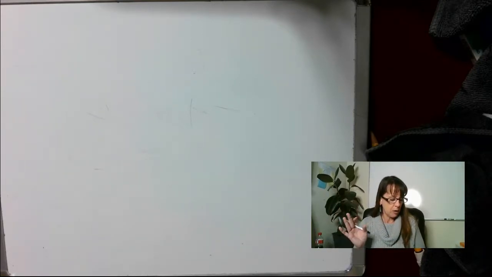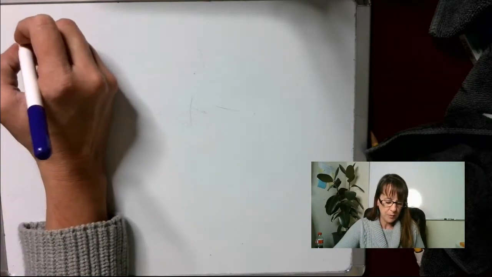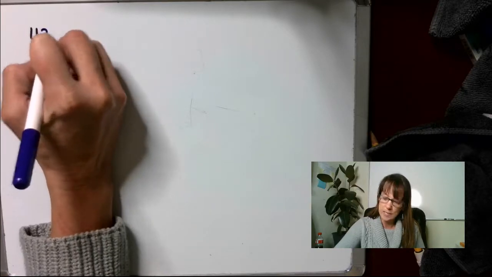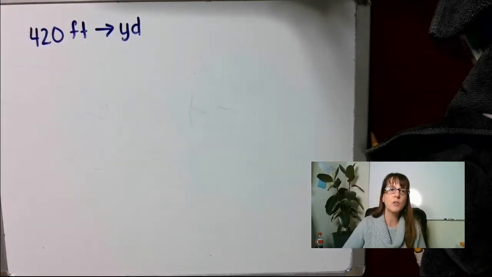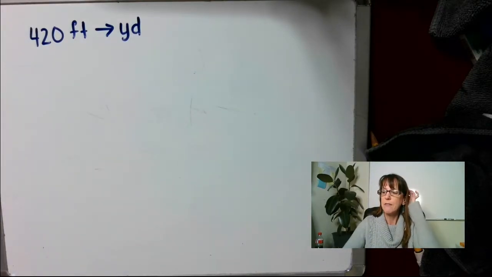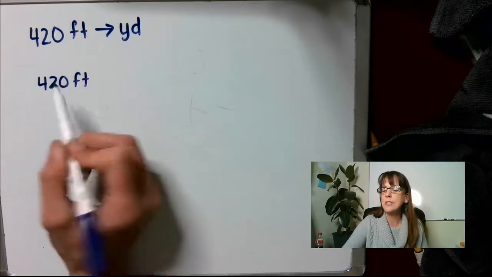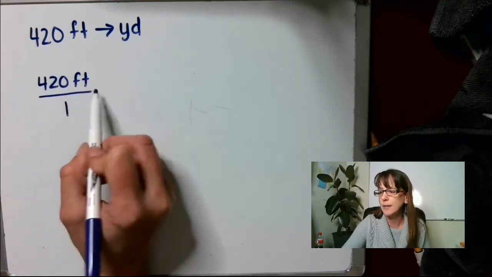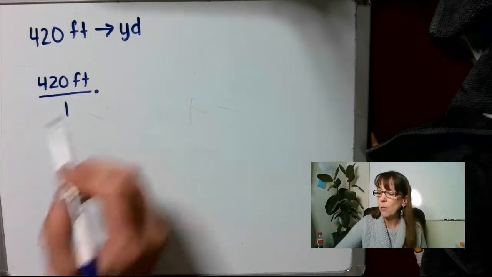If you're following along at home, I'm on page 78, and the first example that we're going to do says, use a unit multiplier to convert 420 feet to yards. So this is what I always do, is write it down so I don't forget. The very first thing we're going to do is 420 feet. We are going to turn this into a fraction by putting it over 1. We're going to multiply. Now, again, we're allowed to multiply anything by 1.